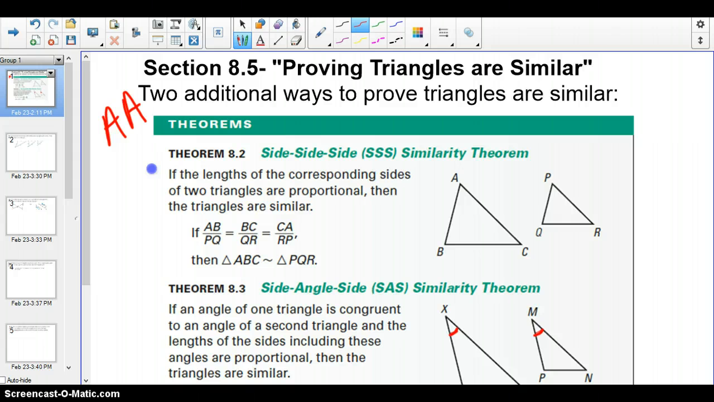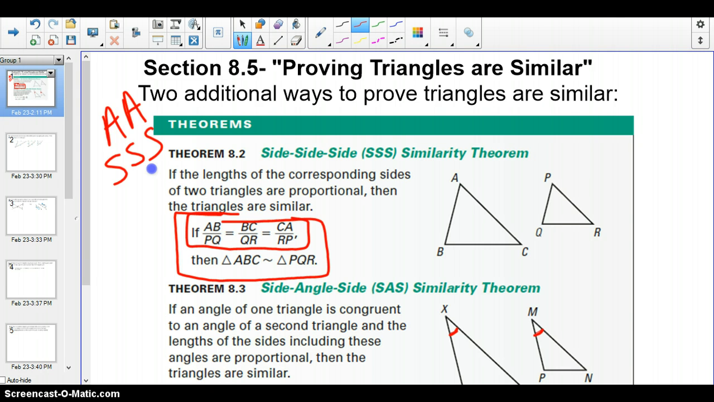One of them is the side, side, side similarity theorem, which says probably what you think it says. If you have all three corresponding sides proportional, then you can say that the triangles are similar. So you'd have to show these proportions here, make sure that they were all the same.